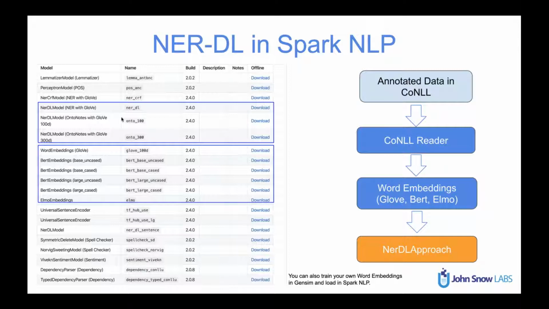So on the Spark NLP GitHub web page, the NLP models web page, you will see some pre-trained models and then word embeddings. So we are going to use the upper rectangle for NER, and then these are the word embeddings that we already have. So you can choose any of them to train your model.